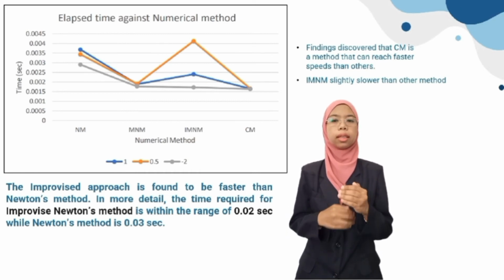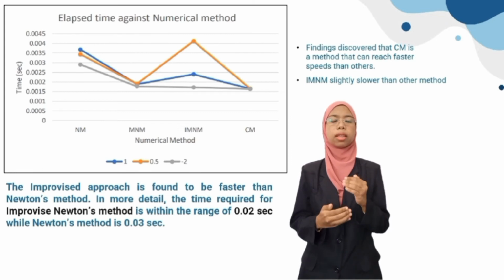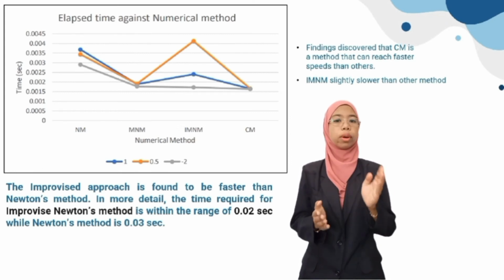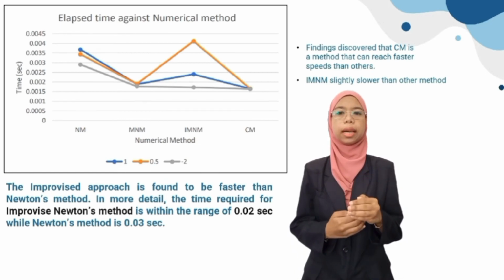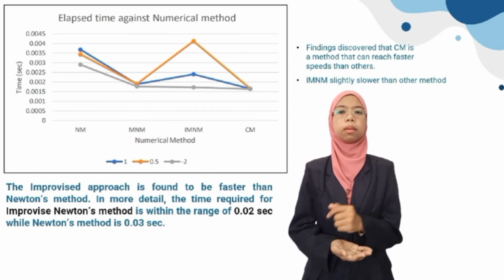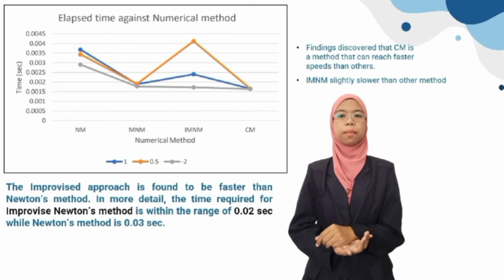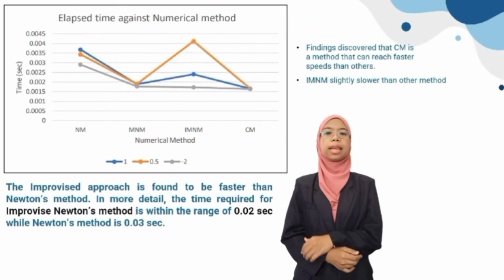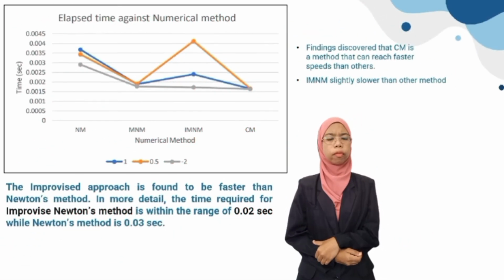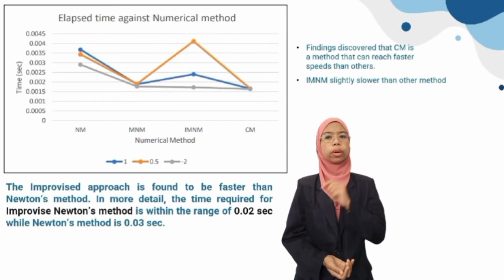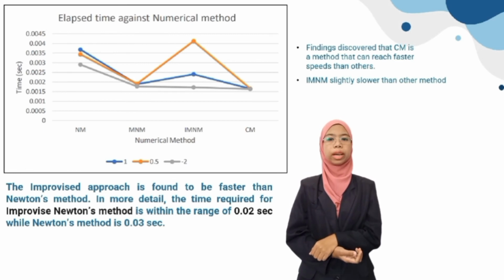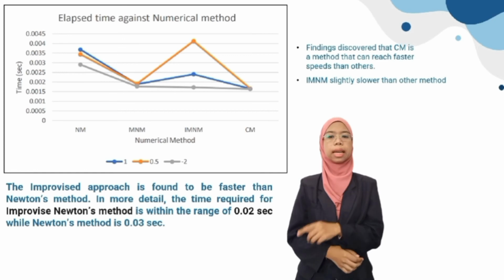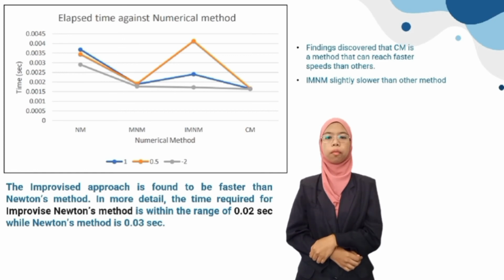In more detail, the time required for the improvised methods is within the range of 0.02 seconds, while the Newton method takes 0.03 seconds. However, among the improvised methods, the Chebyshev method was found to reach the root faster than the others. This finding corresponds to the claims stated by Aman and Busquets. On the other hand, the time required by the improvised midpoint Newton method is slightly slower than the other methods. This is because, due to the modification made to the midpoint Newton formula, the new formula becomes increasingly complex, hence delaying the time of convergence.